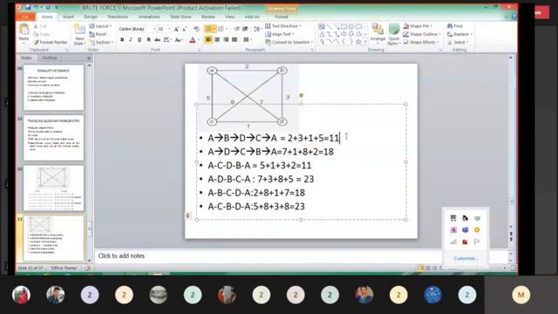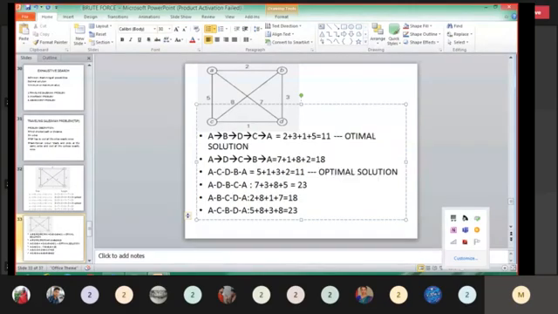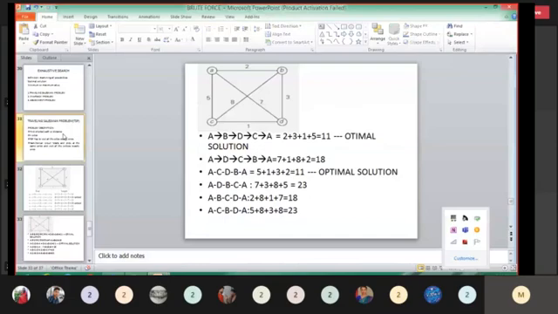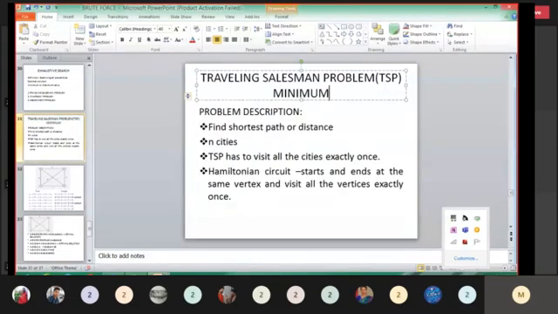So the traveling salesman problem is to find the shortest path, right? To find the shortest path, we have to examine all the possible tours. Now we have 6 possible tours. Among them, we need to select the optimal solution, the shortest path. So the shortest paths are these 2 paths. These 2 are the optimal solutions. So the aim of the traveling salesman problem is to find the minimum distance, the shortest value.